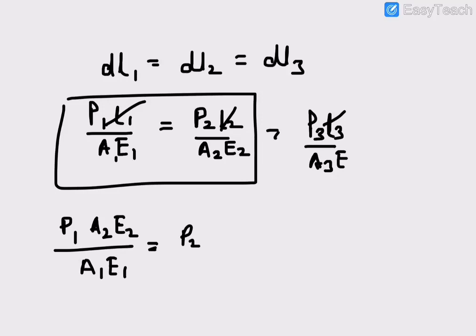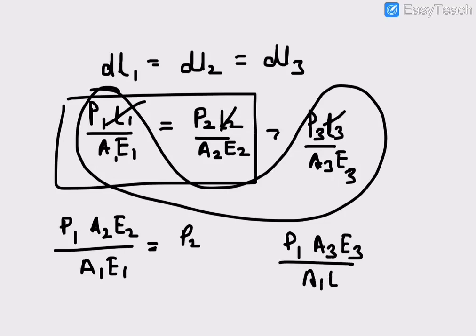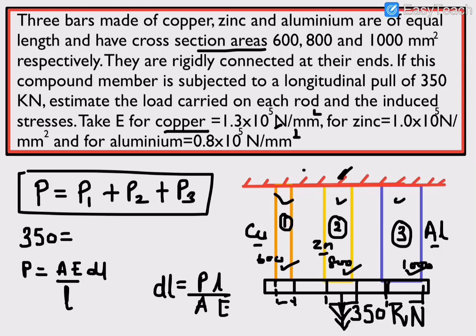Okay. Similarly, when we equate this one and this one, we can calculate the value of P3 in the form of P1, that is P3 equals P1 A3 E3 upon A1 E1. Then here we can calculate the value of P2 and P3 in terms of P1. Now we go back to the slide.